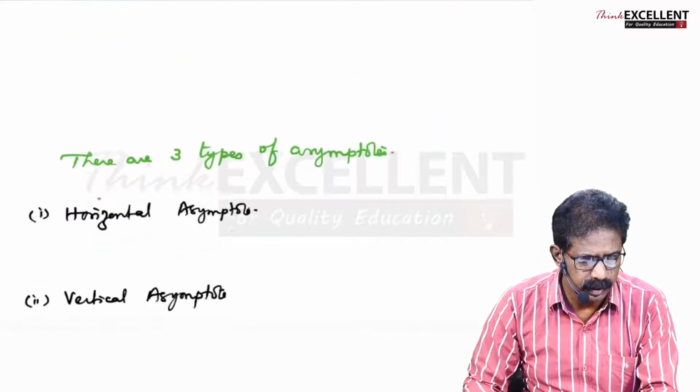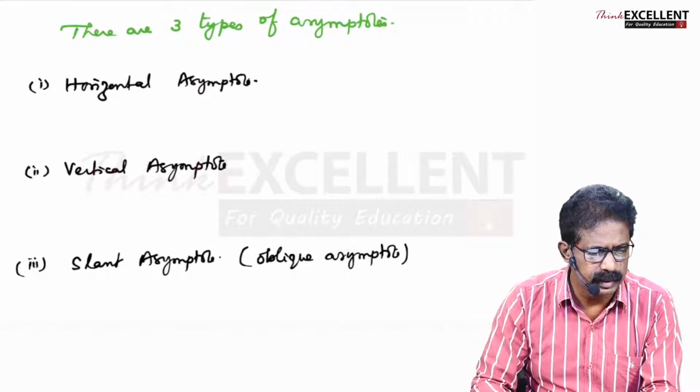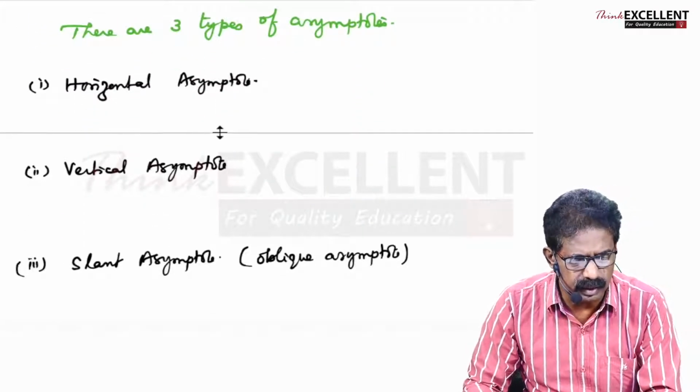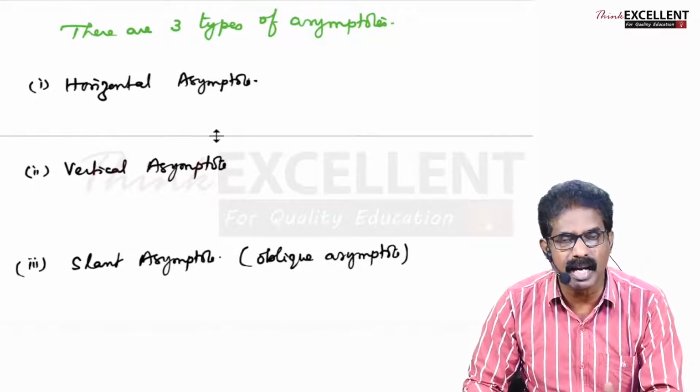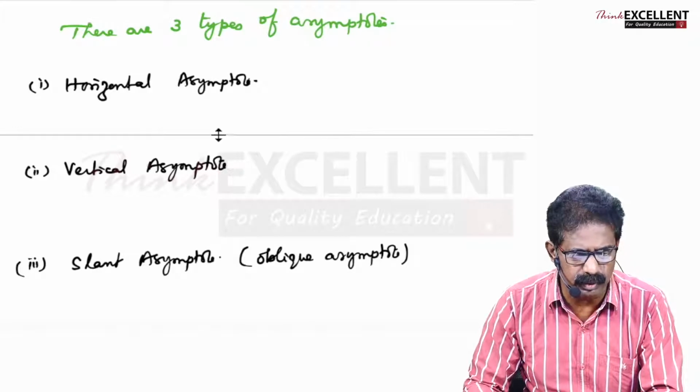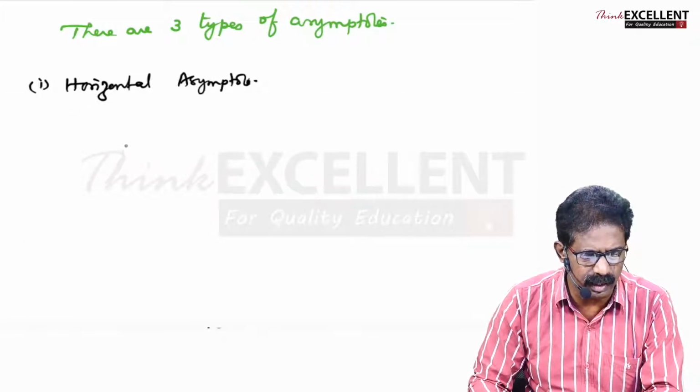One is horizontal asymptote, second one vertical asymptote, and the third one slant asymptote. So we are going to study in detail the theory part. After that we do the sums. Horizontal asymptote. So how can you find the horizontal asymptote?